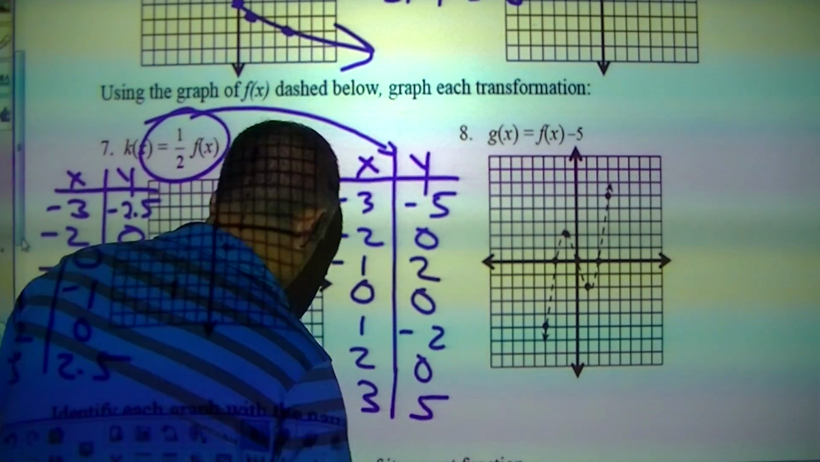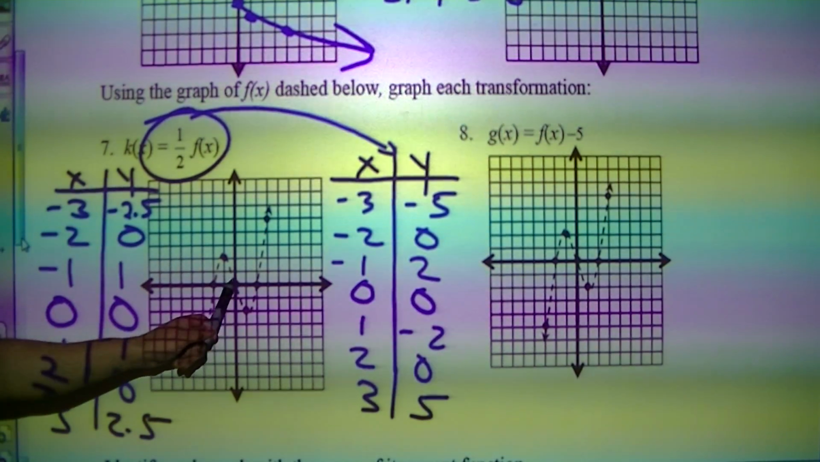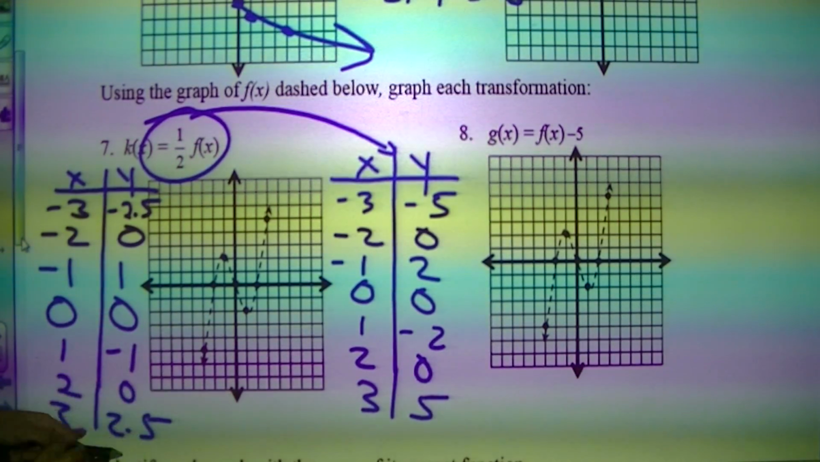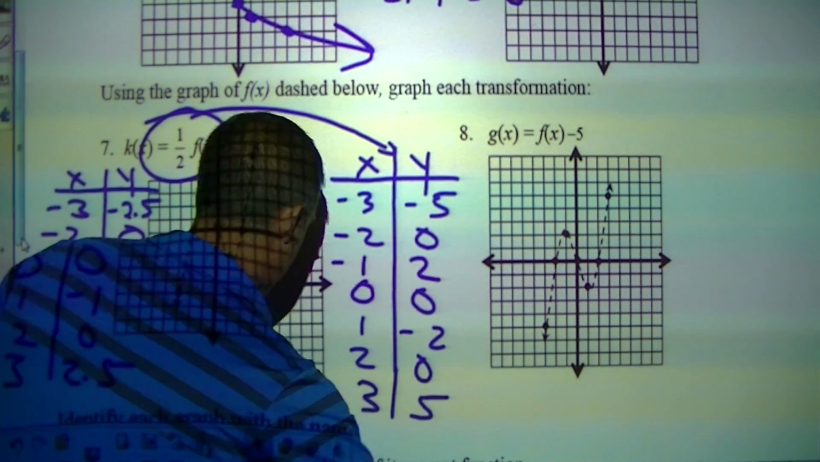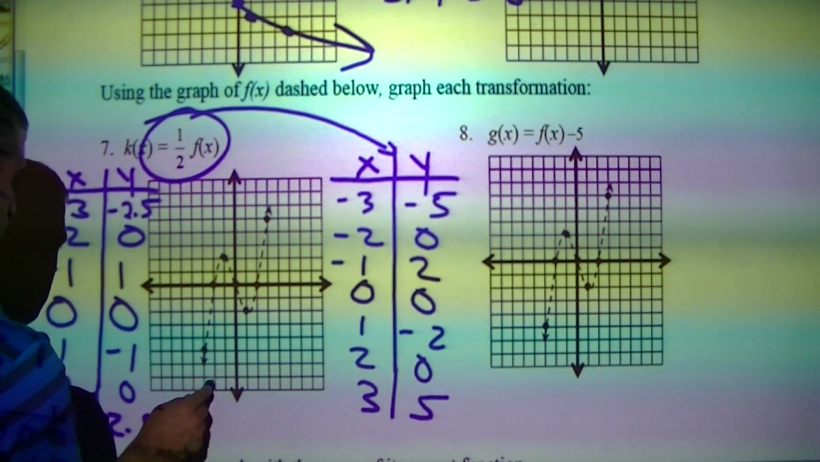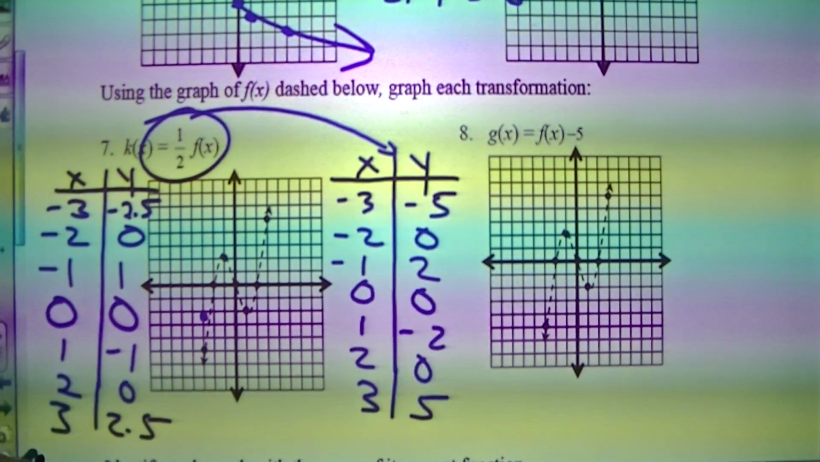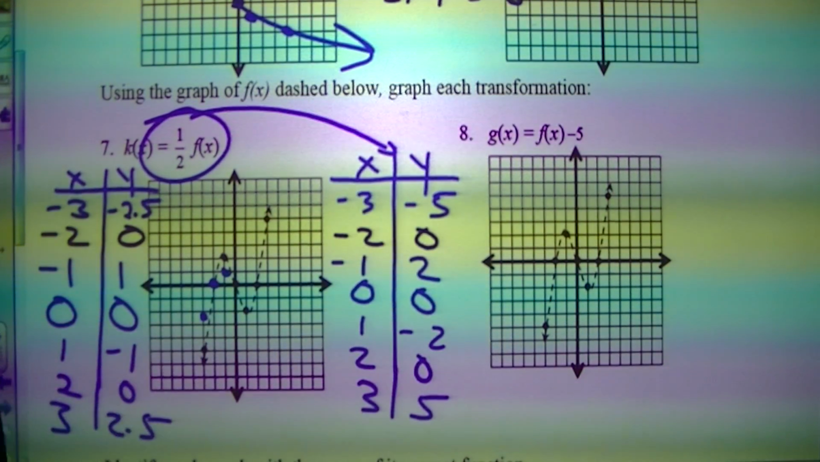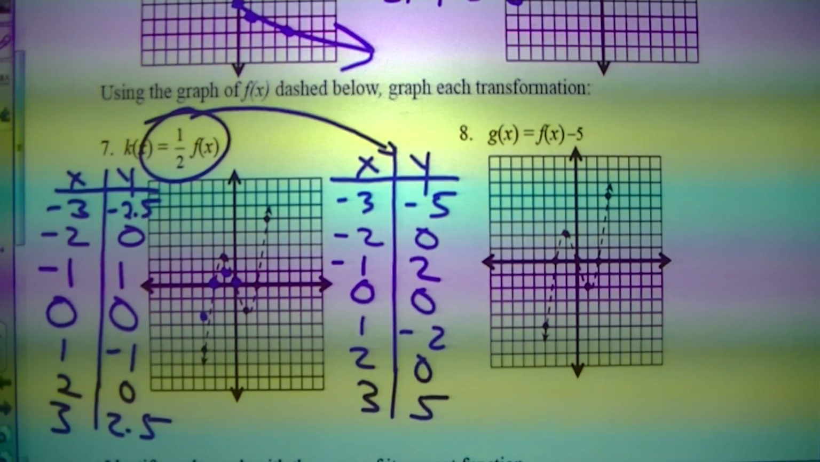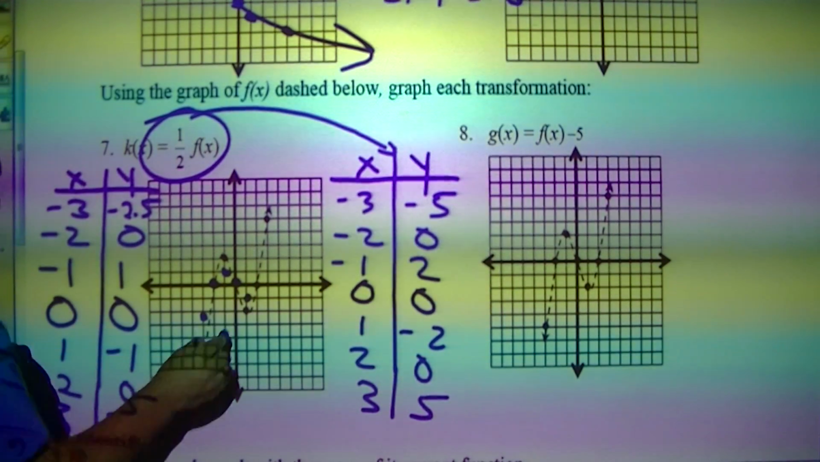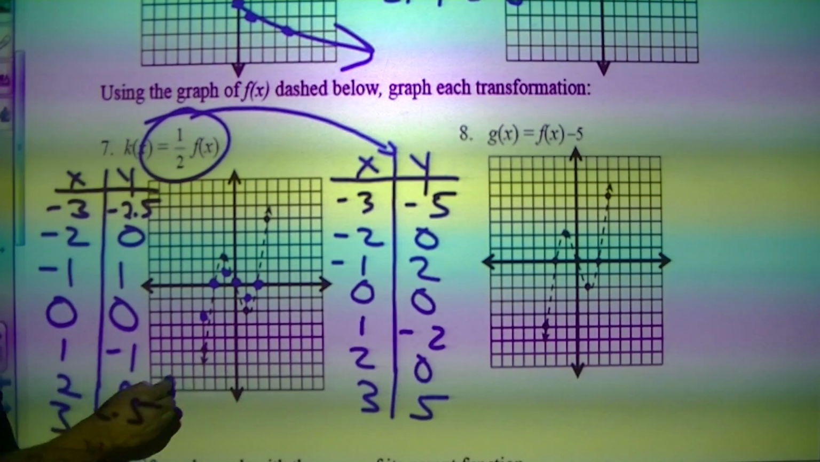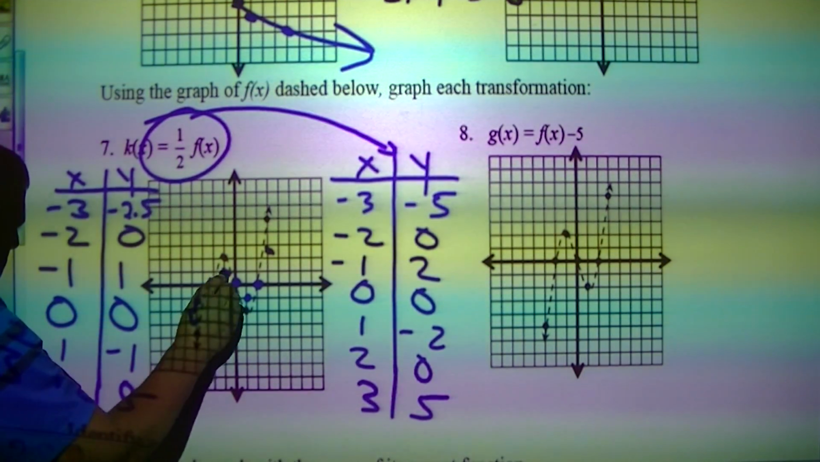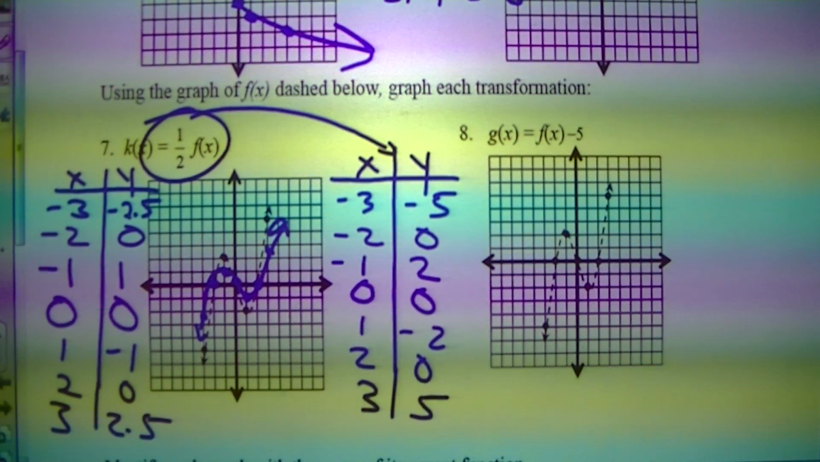So what you do is you go ahead and graph it. So -3, 0, -3, 1, 2, and 3, down 2.5. 1, 2, 2.5. Let me use a different color. 2.5 would be about here. -2, 0, same thing. -1, 1 would be there. 0, 0 would be there. 1, -1 would be here. 2, 0 would still be there. And 3, 2.5 would be here. So it's a little bit skinnier, okay?